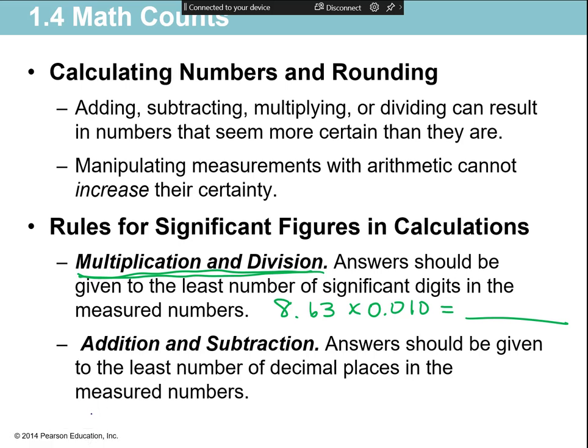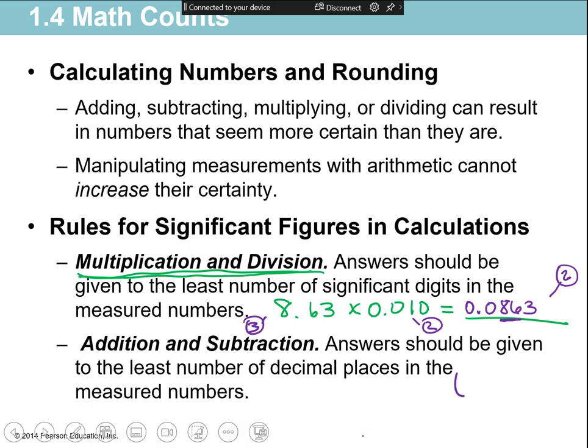How many significant figures in 8.63? 3. How many significant figures in 0.010? 2. So whatever this is, I'm going to round this to two significant figures, not 2 decimal places. So my answer would end up being 0.0863. If you multiplied 8.63 times 0.010, I would get 0.0863. Do you see that's 3 significant figures in that answer? That's too exact, too precise. I have to round it to the smallest number of significant figures in the problem. So I'm going to keep the 8 and the 6. What happens to the 3? It'll go away. So I'll have 0.086 as my answer. That only has 2 significant figures.